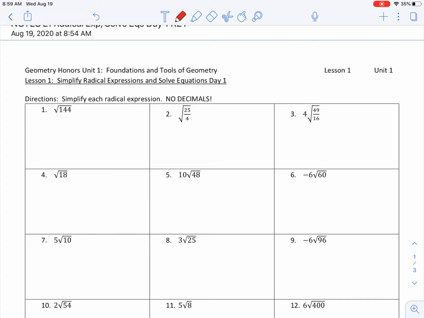All right, this is Mr. Dresch, and I'm going to be working through with you the first lesson here of Unit 1. This first lesson is actually going to be over 3 days, so it's broken up into chunks. And this first lesson is also going to be dealing with some algebra skills that are needed for geometry.